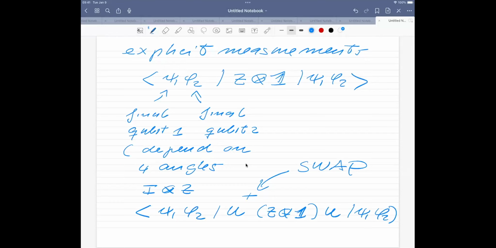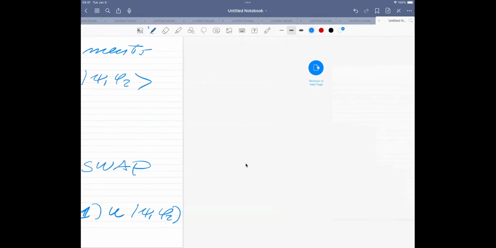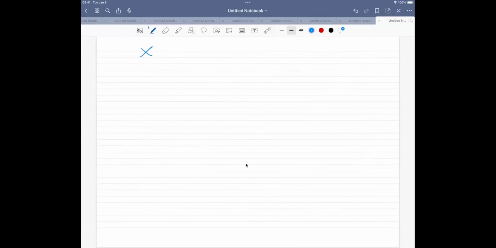Then the next ingredient which I need to look at is X tensor product X. In that specific case, I can rewrite X in terms of a Hadamard. So this will involve the Hadamard gate, which means that what I end up with is the following expectation value. So let's just set that one up here.